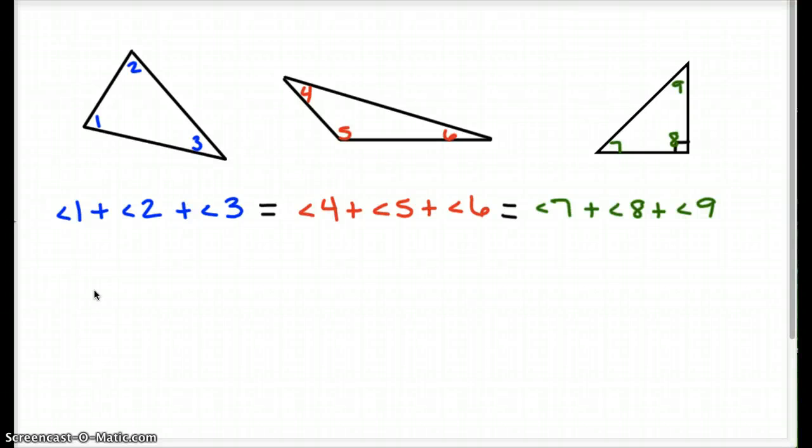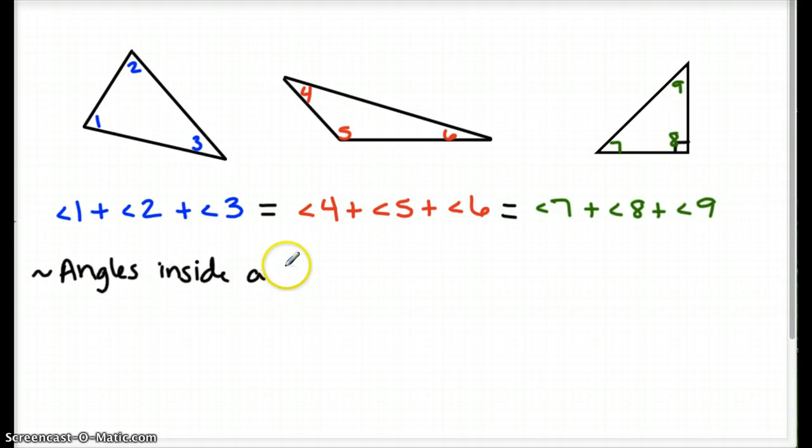Okay, in lesson 13, we're going to be looking at the angle sum of a triangle, looking a little more in depth at it. And to review what we've talked about in previous years, you know that the three angles that make up a triangle all add up to 180 degrees. So we'll put a little note right here. Angles inside a triangle add to 180 degrees.